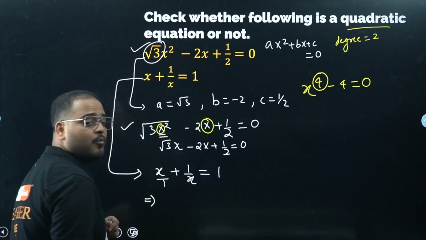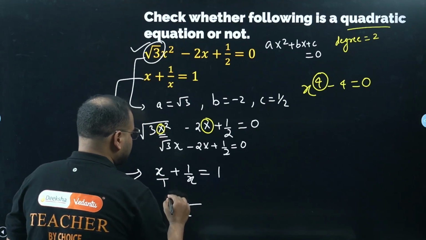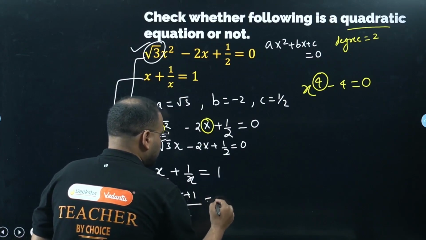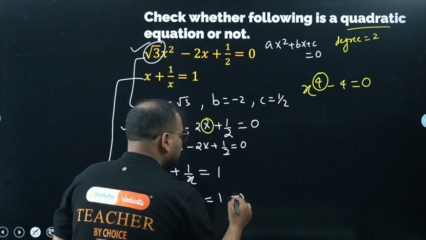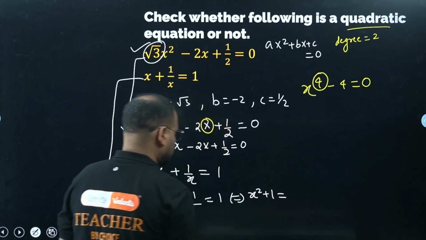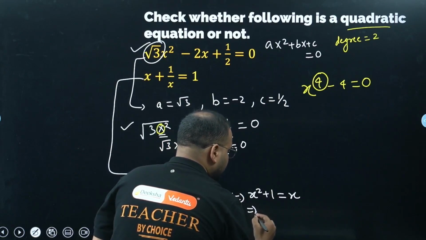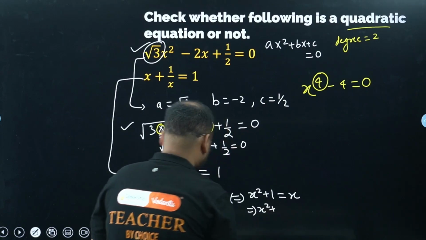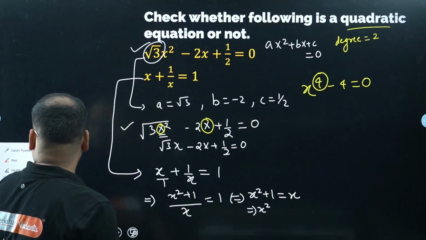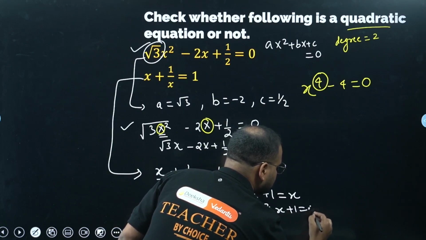We'll take the LCM of 1 and x, which gives x. This becomes x square plus 1 equals 1. Cross multiply, please. You're going to get x square plus 1 equals just x. Bring this x on this side. It'll be minus x: x square minus x plus 1 equals 0.